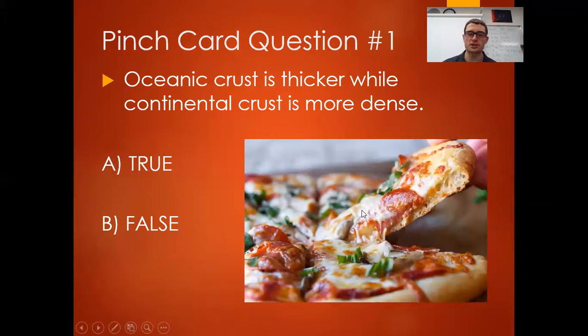All right, last question of the day before we do some more. Oceanic crust is thicker while continental crust is more dense. So we're saying oceanic crust is going to be more expanded, take up more space, whereas continental crust is going to be more compact. Is that A, true, or B, false? And think about it, pause video.